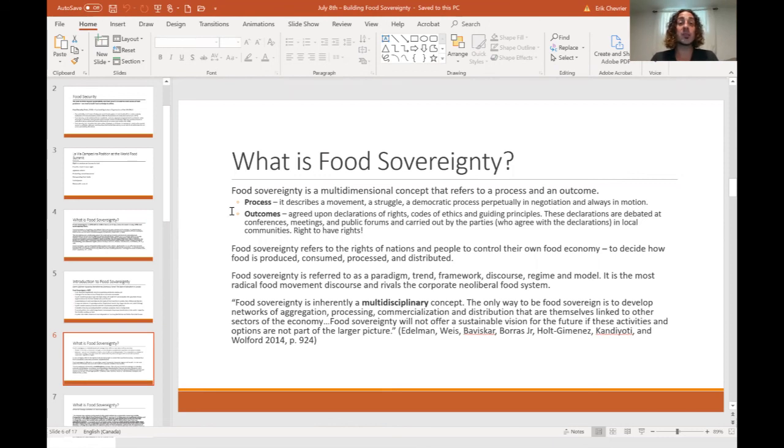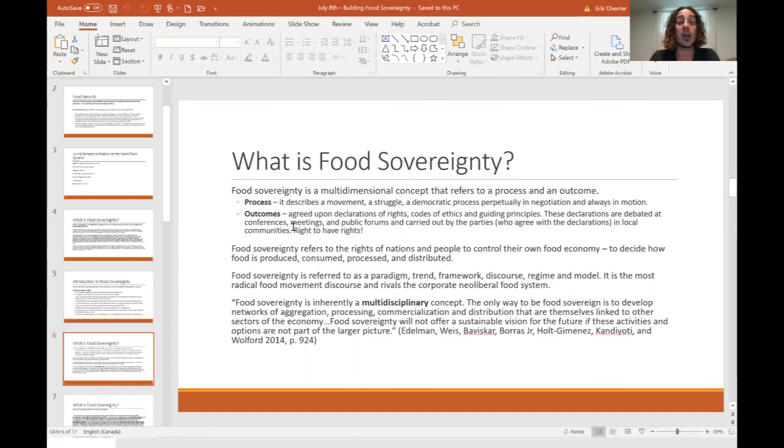So food sovereignty is also about outcomes. So agreed upon declaration of rights, codes of ethics and guiding principles. And some of these are debated at different conferences, meetings, and public forums, carried out by different parties and local communities. We're going to actually look at the Nyéléni Declaration in 2007 as one of the larger declarations of food sovereignty.